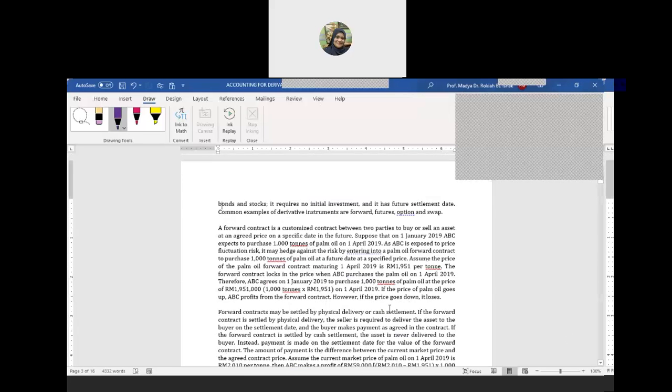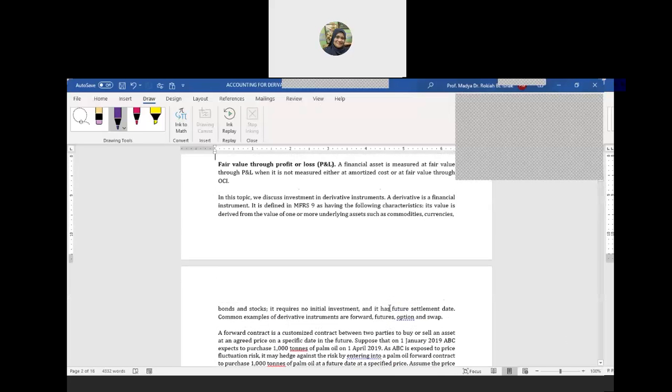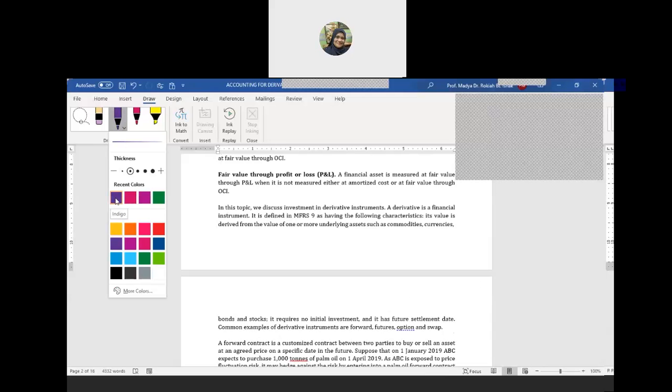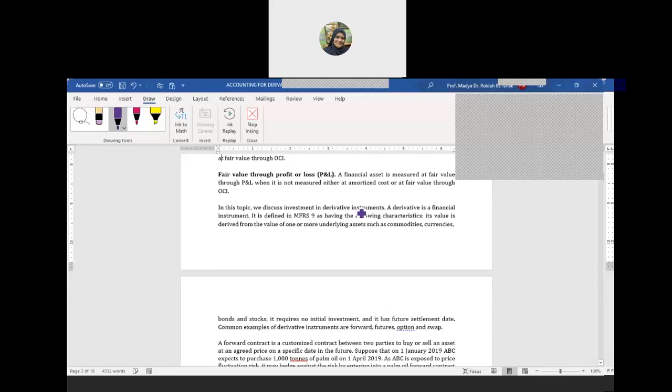Okay, so in this topic we're going to discuss investment in a derivative instrument. A derivative instrument is a part of your financial assets, another example of your financial assets. So we're going to look at the derivative instrument. This derivative is a financial instrument.